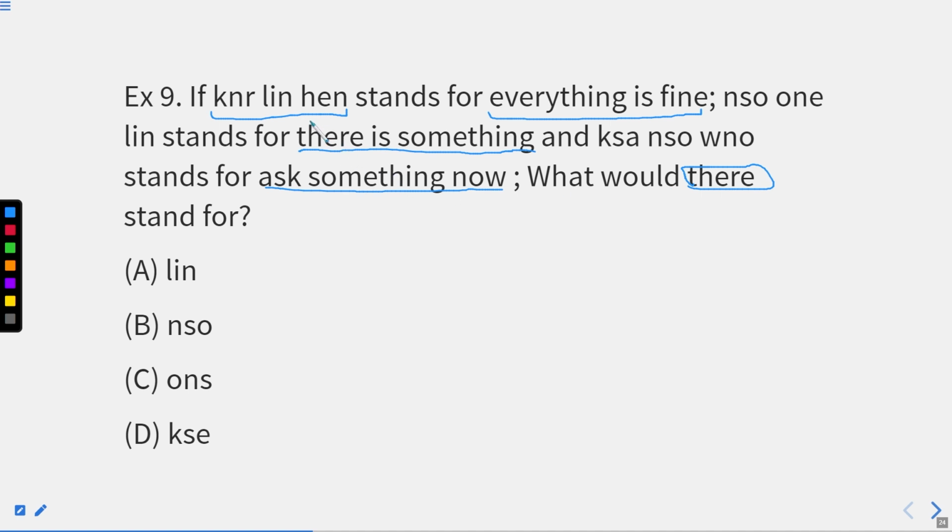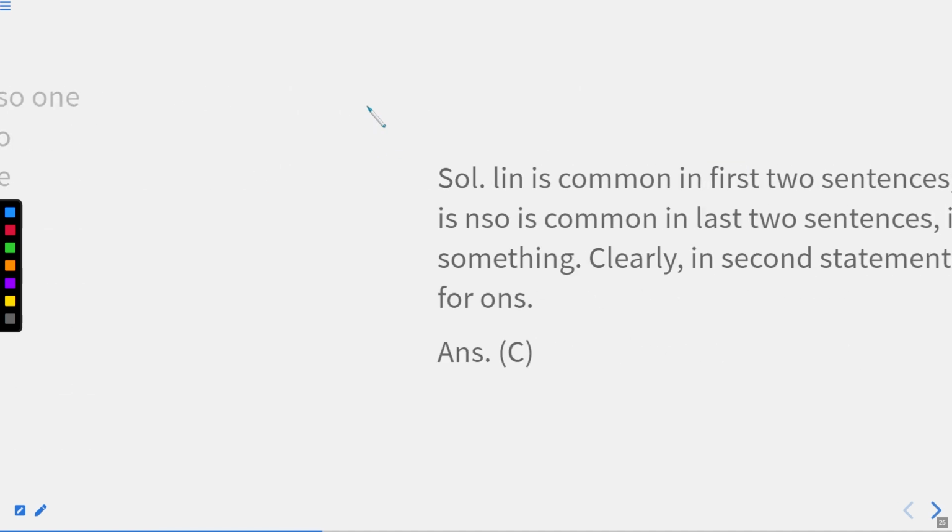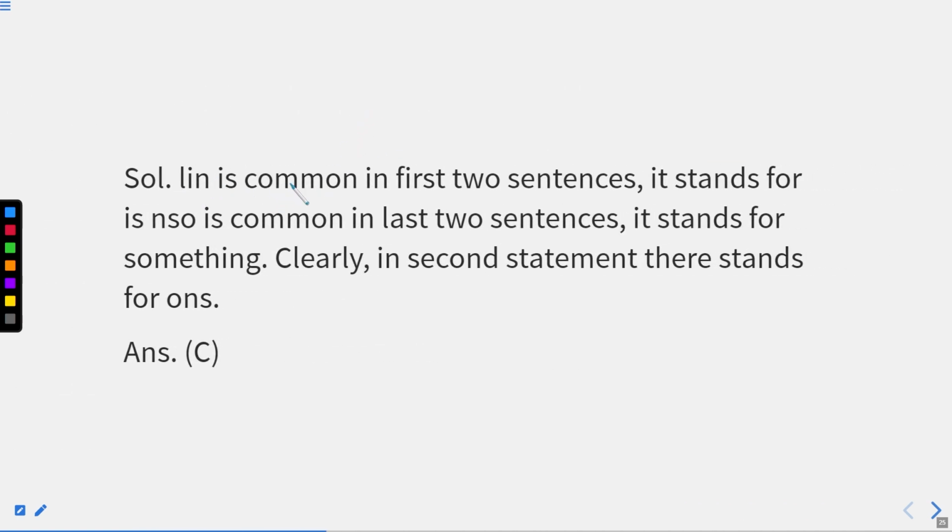In this question, we'll compare and find something that is common. How are we going to find this? We know that this is here, this is also here. Nothing else is common between both these things. So we need to find out between this and this what is common. That is your LIN. So is stands for LIN. In this manner we are going to find out. So LIN is common in the first two sentences. So it stands for is. Okay. This is first.